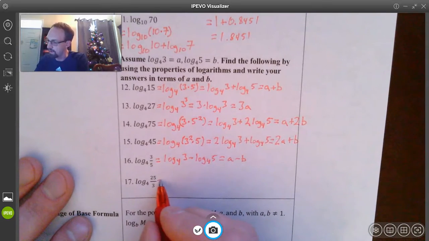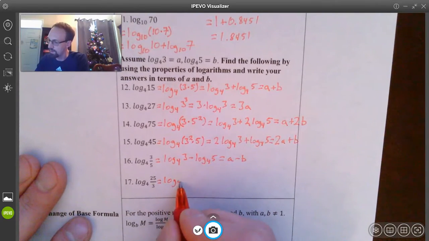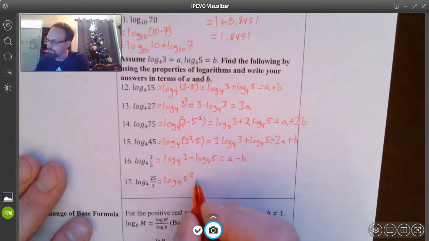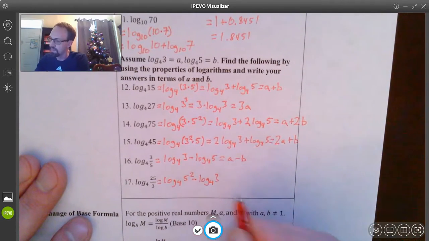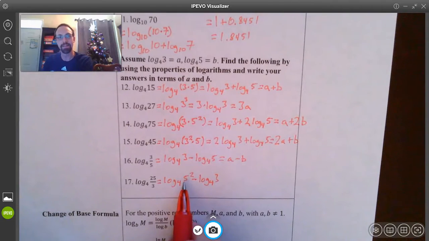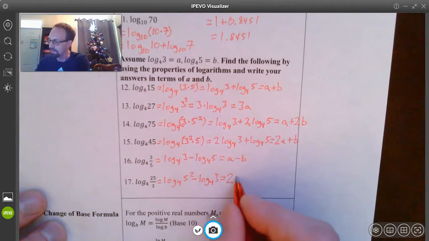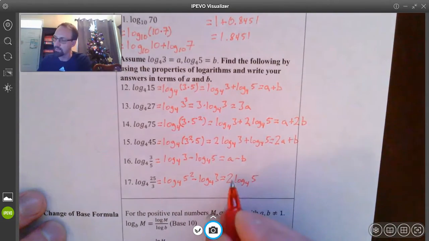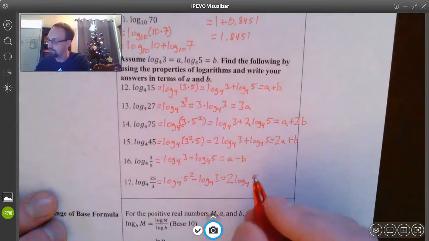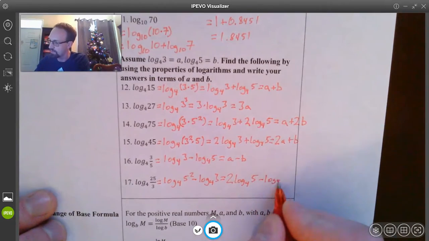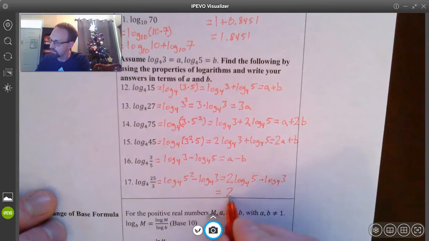And then here I have log base 4 of 5 squared minus log base 4 of 3. At this point I want to showcase I can't take this value and turn this into B quite yet. I need to bring down the 2 times log base 4 of 5 first before I do that, minus log base 4 of 3. So this is 2 times B minus A.